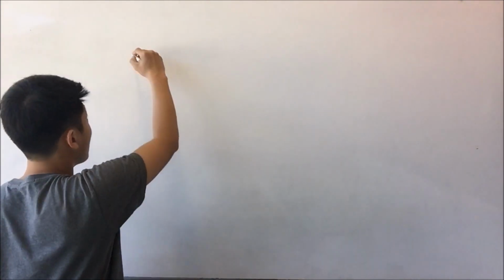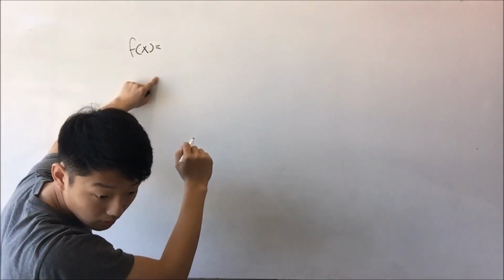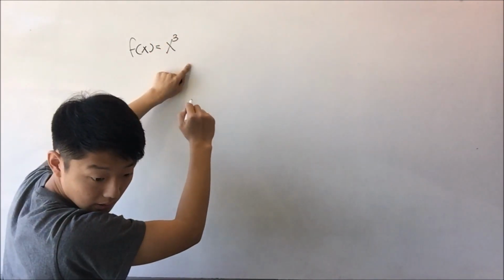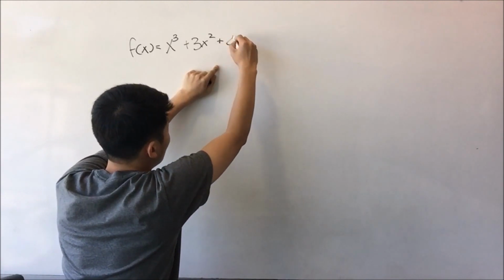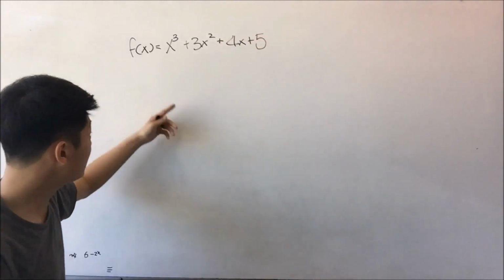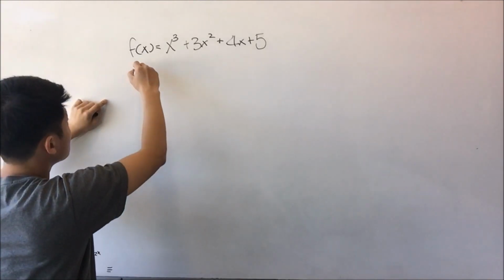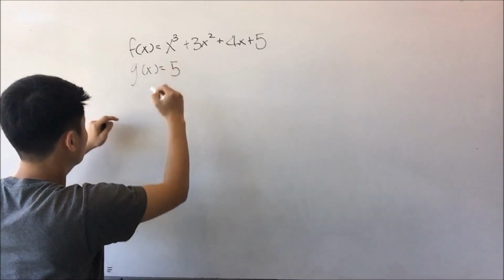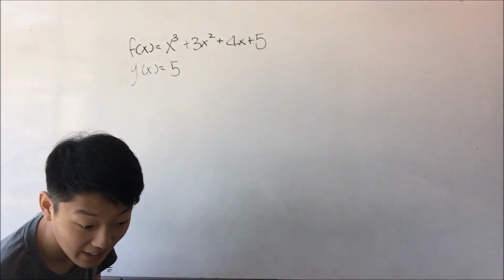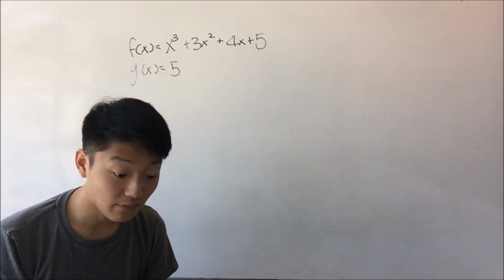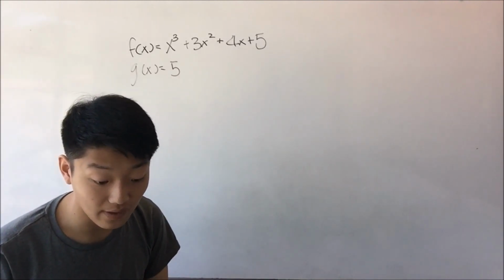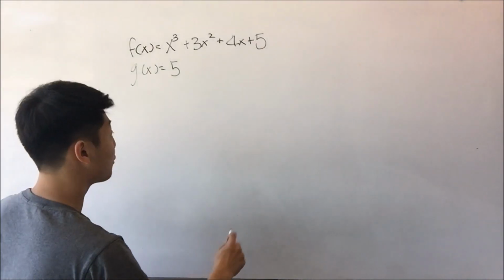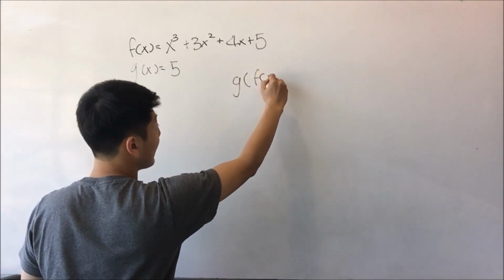Number 2 is given as f of x is equal to x to the third plus x squared plus 4x plus 5. And function g is given as 5, that is so kind of College Board to do this. So number 2 says, if f of x is this, and g of x is equal to 5, then what is g of f of x? Do not get confused. The question is asking g of f of x.